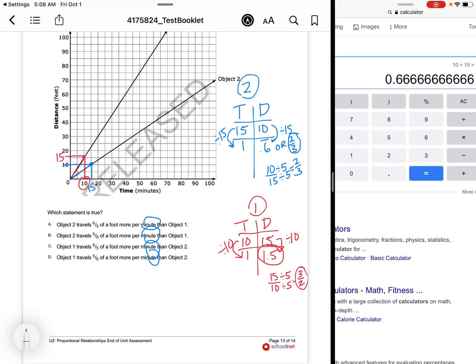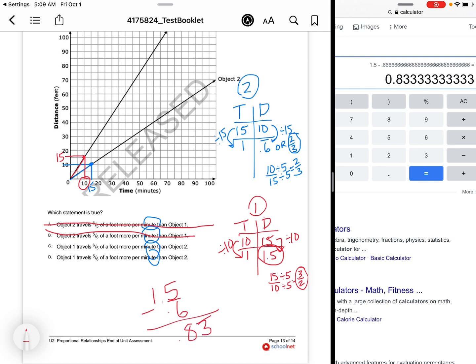Okay, so then it says, which traveled more per minute? Well, I know for sure object 1 travels more per minute, right? I know they went further, so I know I can eliminate B and A. So now I'm down to C and D. So I have to figure out how much more per minute. Well, if I want to figure out how much more, I have to subtract, right? So 1.5 minus 0.6 repeating. So in my calculator, I put 1.5 minus 0.6 repeating. I'm going to put in 6 as many times as I can. And I get 0.83 repeating.